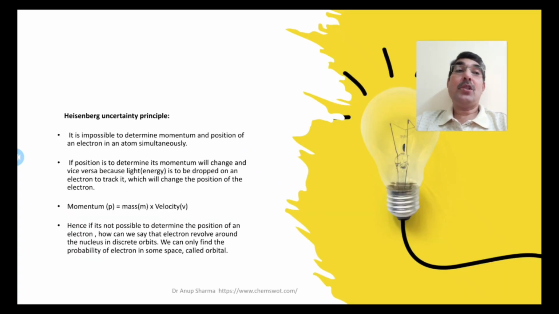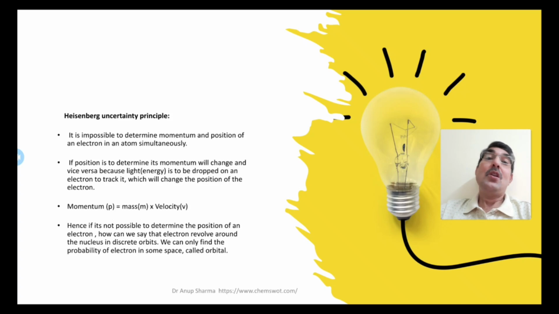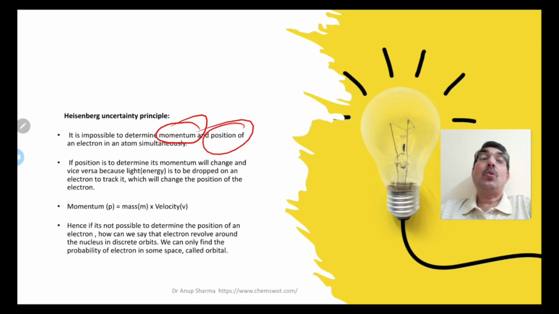Heisenberg's uncertainty principle: Heisenberg suggested that it is impossible to determine the momentum and position of an electron in an atom simultaneously. So if we want to determine momentum, we can't determine the position. We cannot do both together. If the position is determined, its momentum will change, and vice versa, because light or energy has to be dropped on an electron to track it, which will change the position of the electron, because the electron will absorb that energy and then jump.